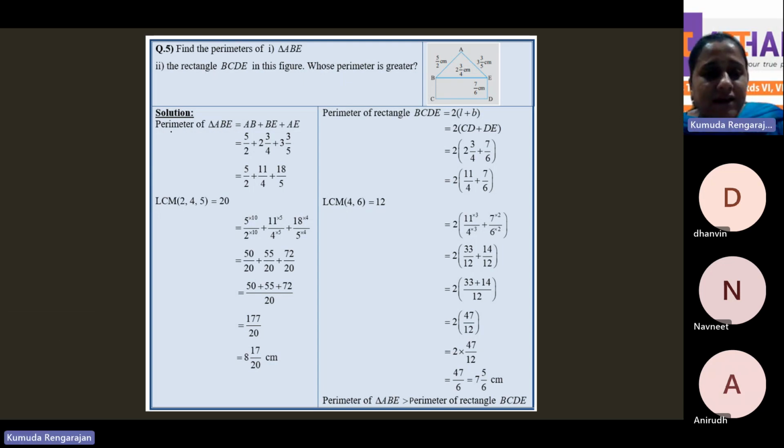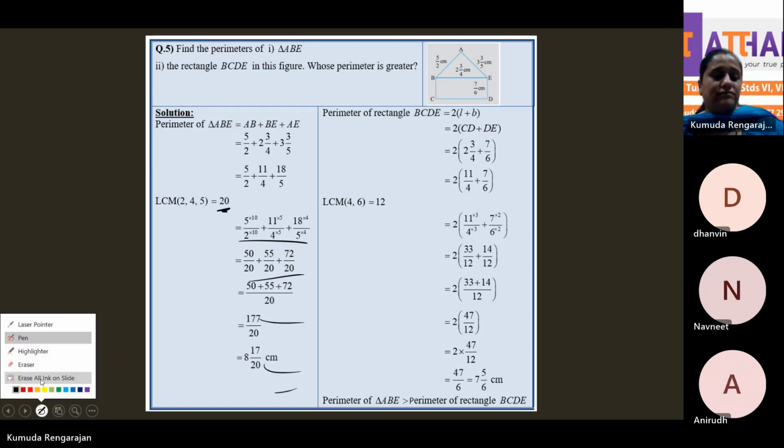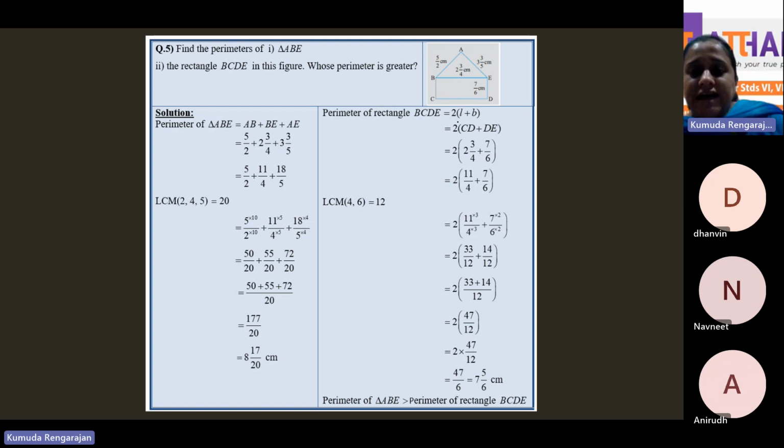So the perimeter of triangle ABE is equal to AB plus BE plus AE. Add the sides. Then there are some mixed fractions. Convert them to improper fractions. Then how do you add? LCM. And you know all these steps. And for the rectangle, you should use the formula 2 into (L plus B).